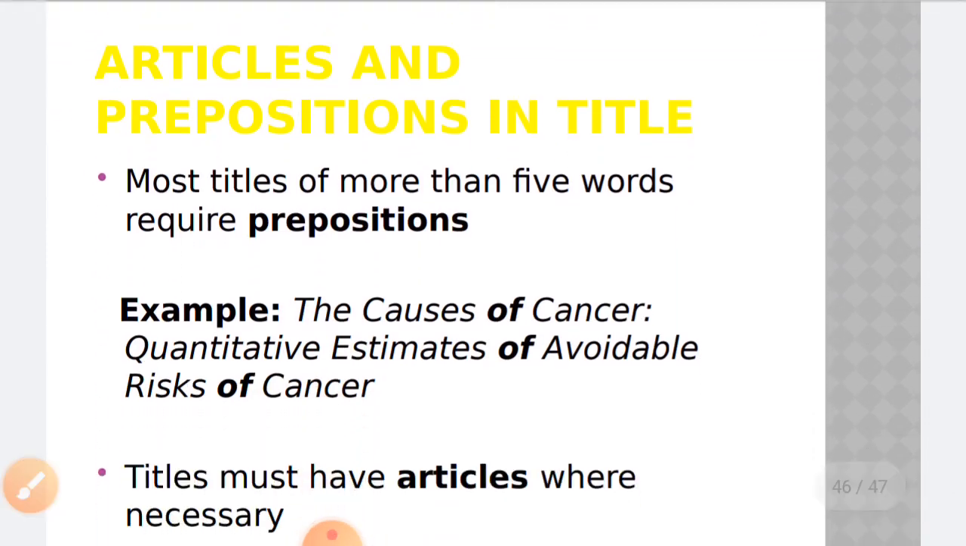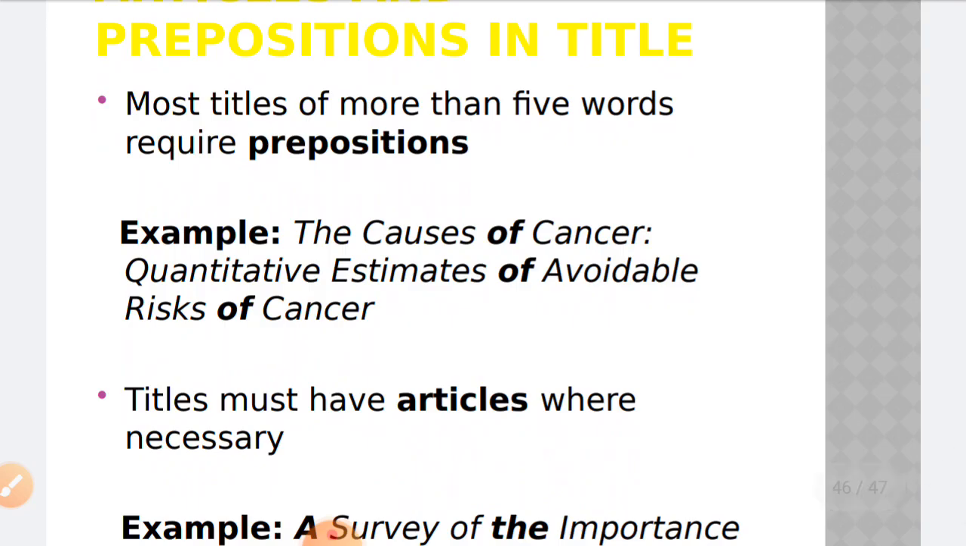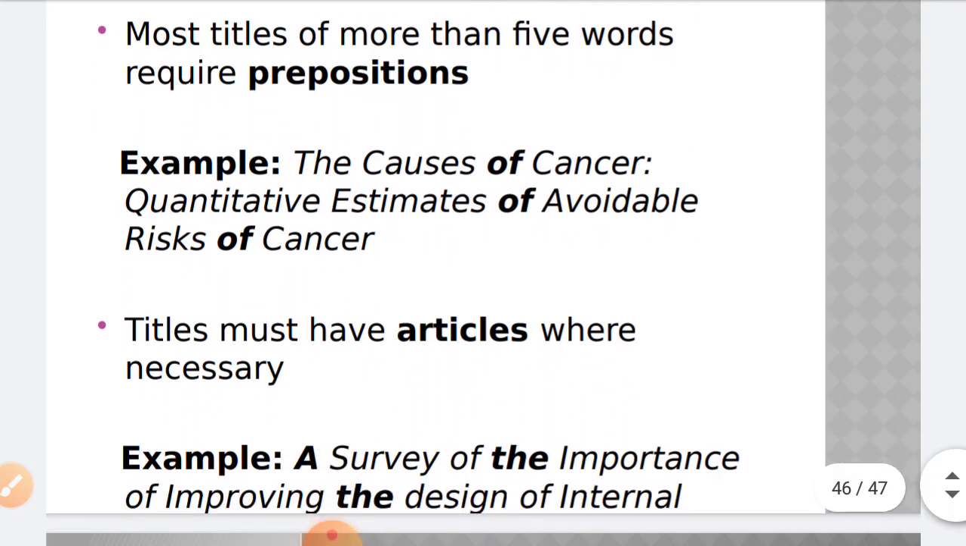Articles and prepositions in the title of your research paper. Most titles of more than 5 words require prepositions, as it has been highlighted in the example. Titles must have articles wherever necessary. So we need to keep in mind these few things which are also important as far as articles and prepositions are concerned in the title of a research paper.